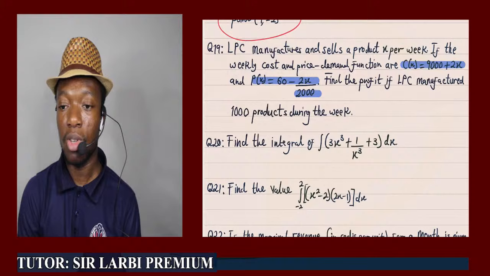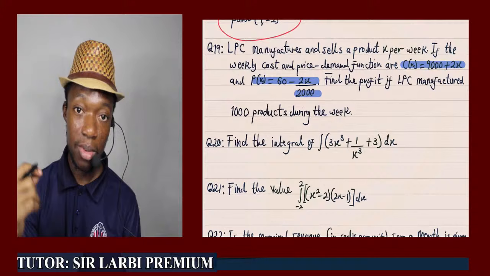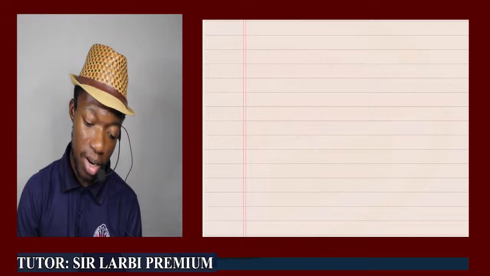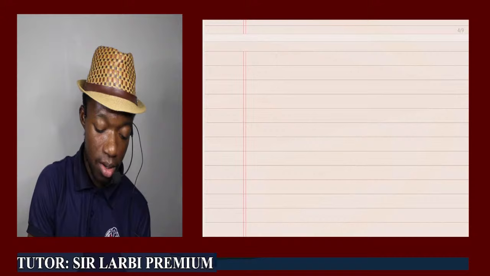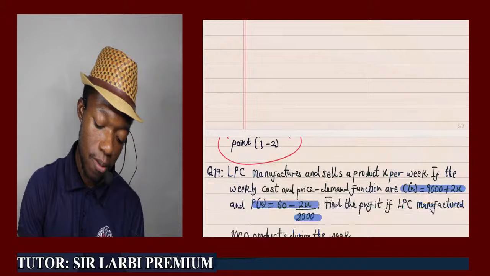So here you just have to make the profit function the subject. You know that profit is the difference between the revenue function and the cost function. Whatever you get becomes your profit function. So let me bring that up here. We have our cost function, which was 9,000 plus 2x.